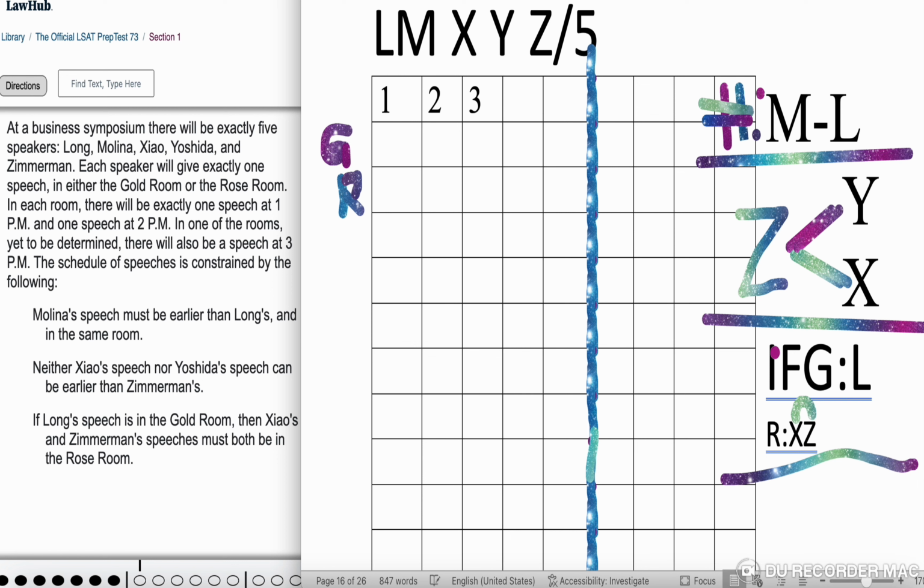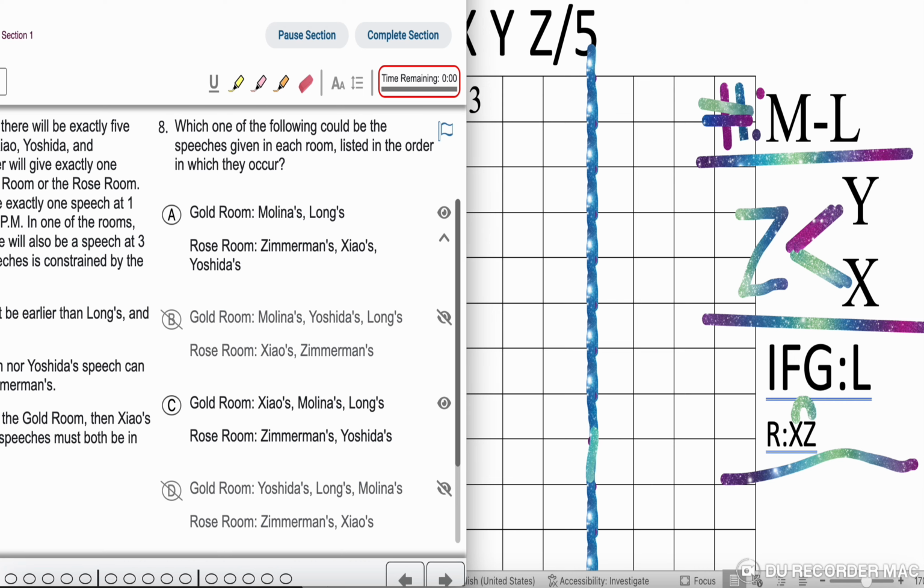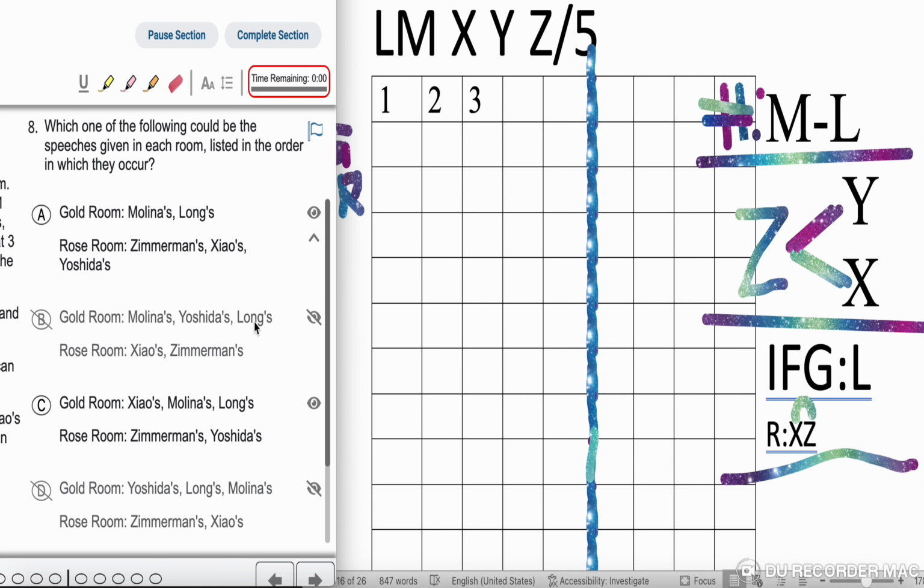So if L is in the G room, then X and Z are going to be in the R room. So let me go ahead and look for it real quickly. Hopefully that'll be better information on what I'm trying to say right now.